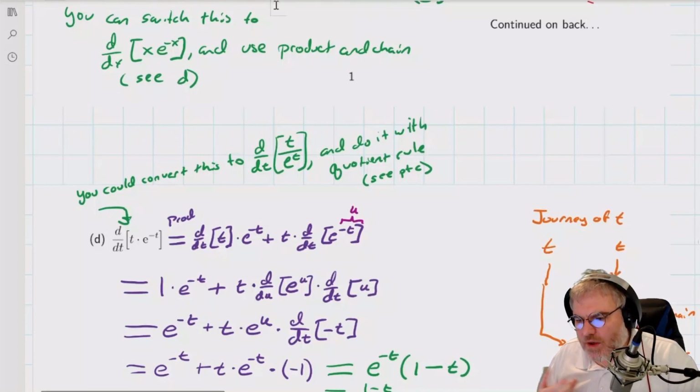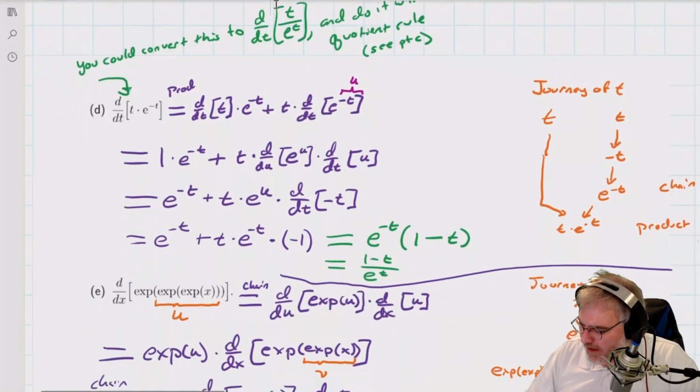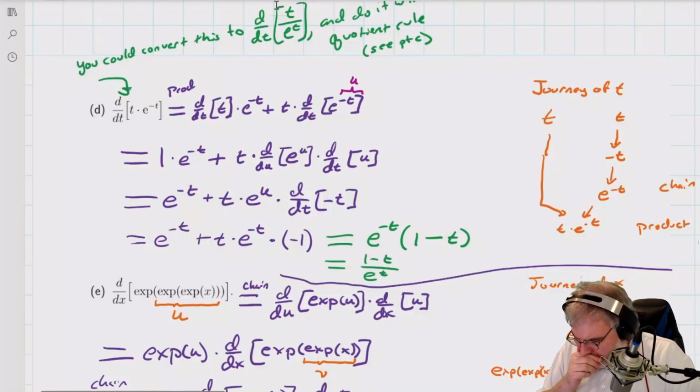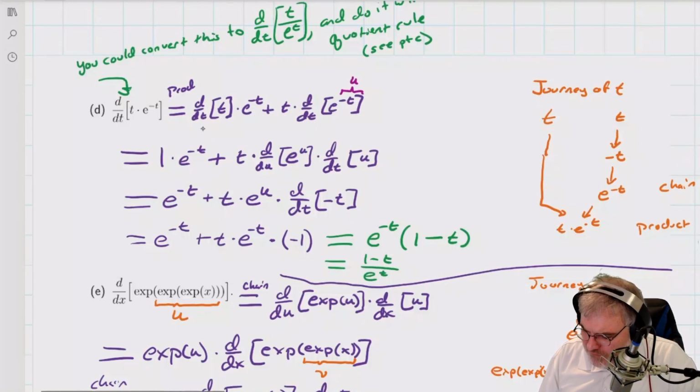Okay, well, here's the journey of t if I write it this way. I've got t comes in twice, and on the second t here, I've got a negative t, and then I've got an e to the negative t, and then I've got a t times e to the negative t. So t has a bit of a journey here. I've got a chain rule here because this step has got multiple things in it, and I've got a product rule last. So I'm going to start with the product rule, and I set it up here, and I get this: derivative of the first times the second plus the first times the derivative of the second.